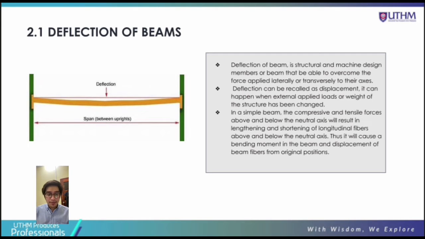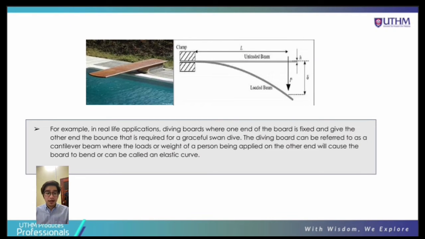So in a simple beam, the compressive and tensile forces above and below the neutral axis will result in lengthening and shortening, like compression and tension of longitudinal fibers above and below the neutral axis. Thus, it will cause a bending moment in the beam and displacement of beam fibers from their original position. And we go to the next slide.